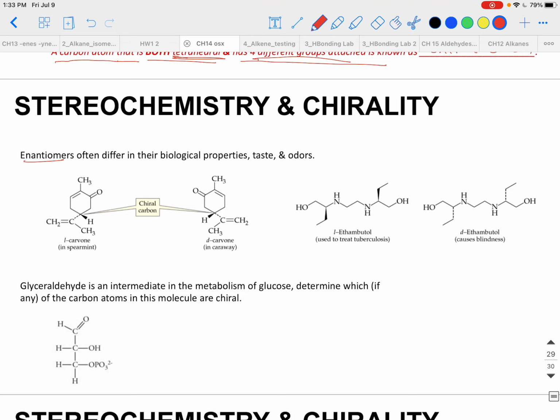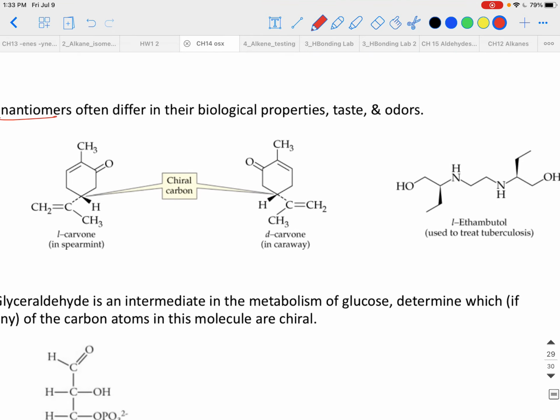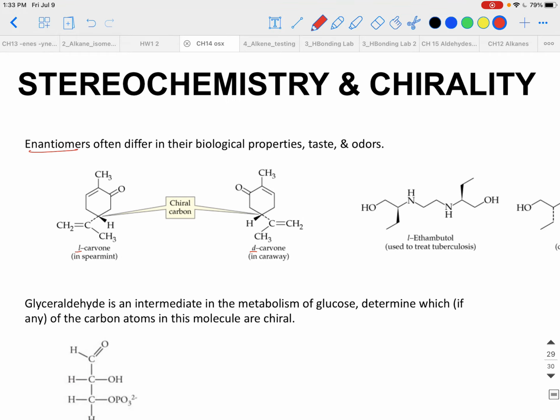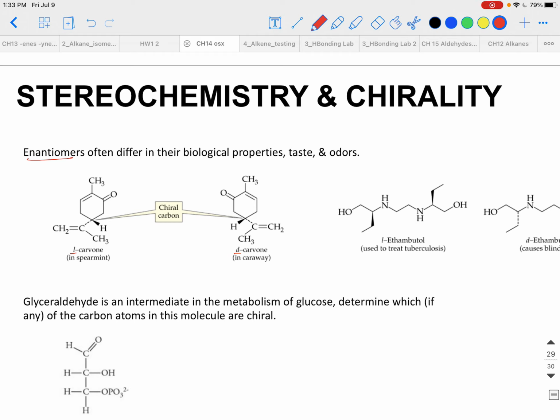Enantiomers, by the way, to differentiate enantiomers, you'll see them put these little letters out front, L and D. I don't know why it's L and D. Don't ask me right now. We're not going to get into that. But those are the ways we identify enantiomers. If you see 2 molecules with the same name and it has L and D in front of them, they're just different. They're enantiomers to each other. Okay. Now they do differ in their biological properties, taste, and odors.